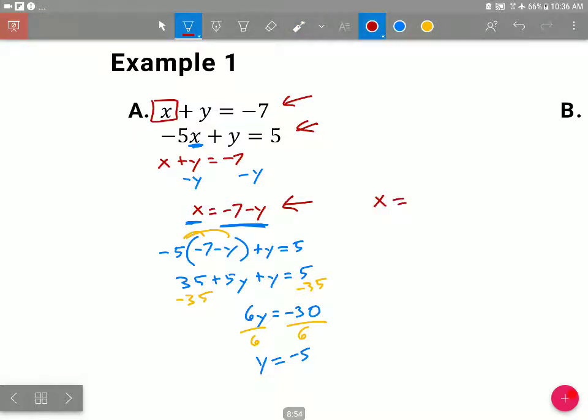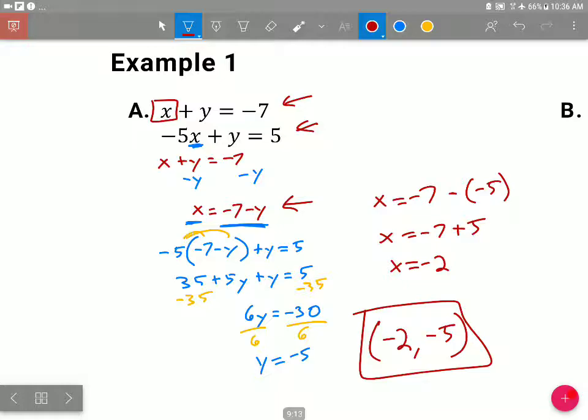So here we go. x equals negative 7. Plug in the negative 5. Negative 5. Which 2 negatives makes a positive? So what's negative 7 plus 5? So your answer is negative 2, negative 5.